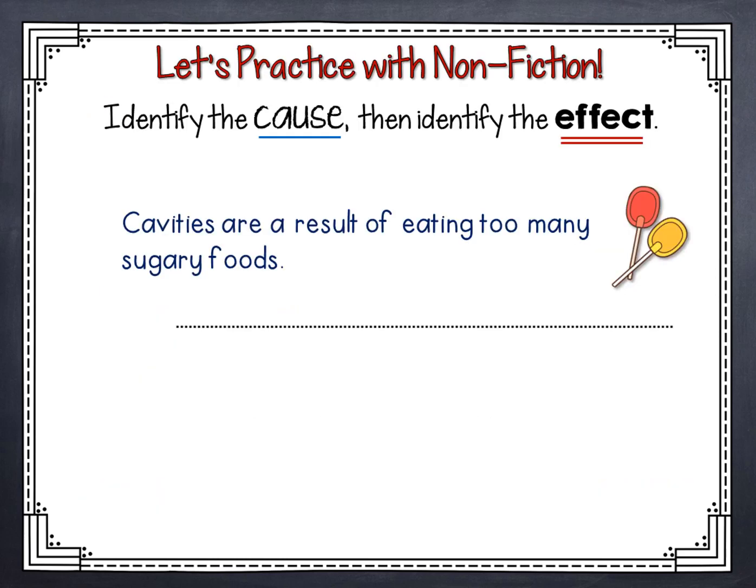Good. Let's practice with some nonfiction. Identify the cause, then identify the effect. Remember, think about what happens first. Cavities are a result of eating too many sugary foods. We ate too many sugary foods first. So what happens as a result? Right, we get cavities.